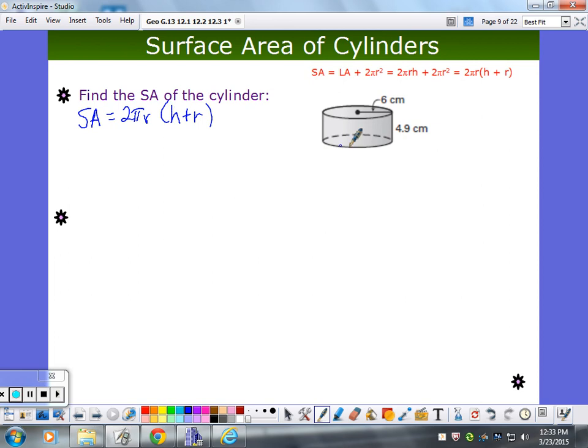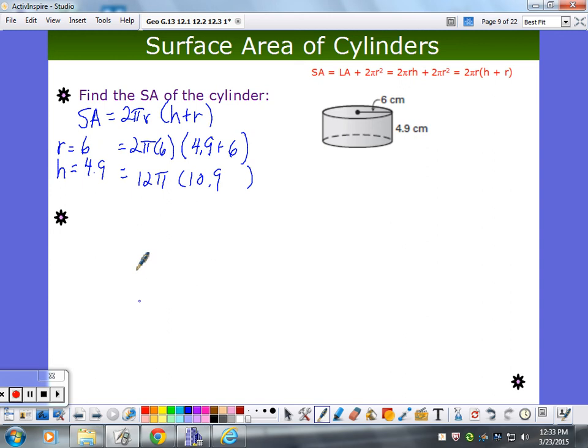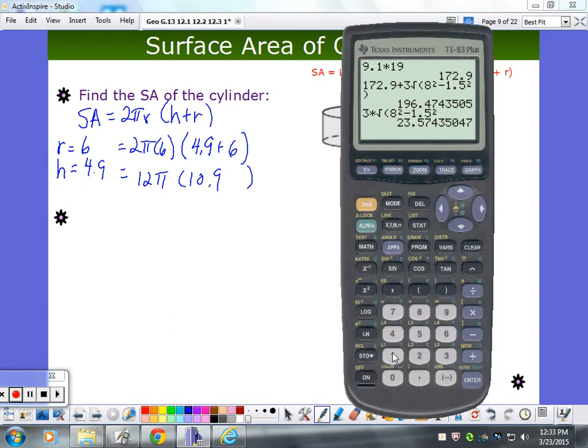Do I know those things based on the picture? What's r? 6. What's h? The distance between the bases. I know all the pieces. So 2 pi r times h plus r. Let's see, 6 times 2, that's 12 pi times, is that 10 pi? Which means I can multiply my numbers. And again, I like not putting pi in until my very last step.